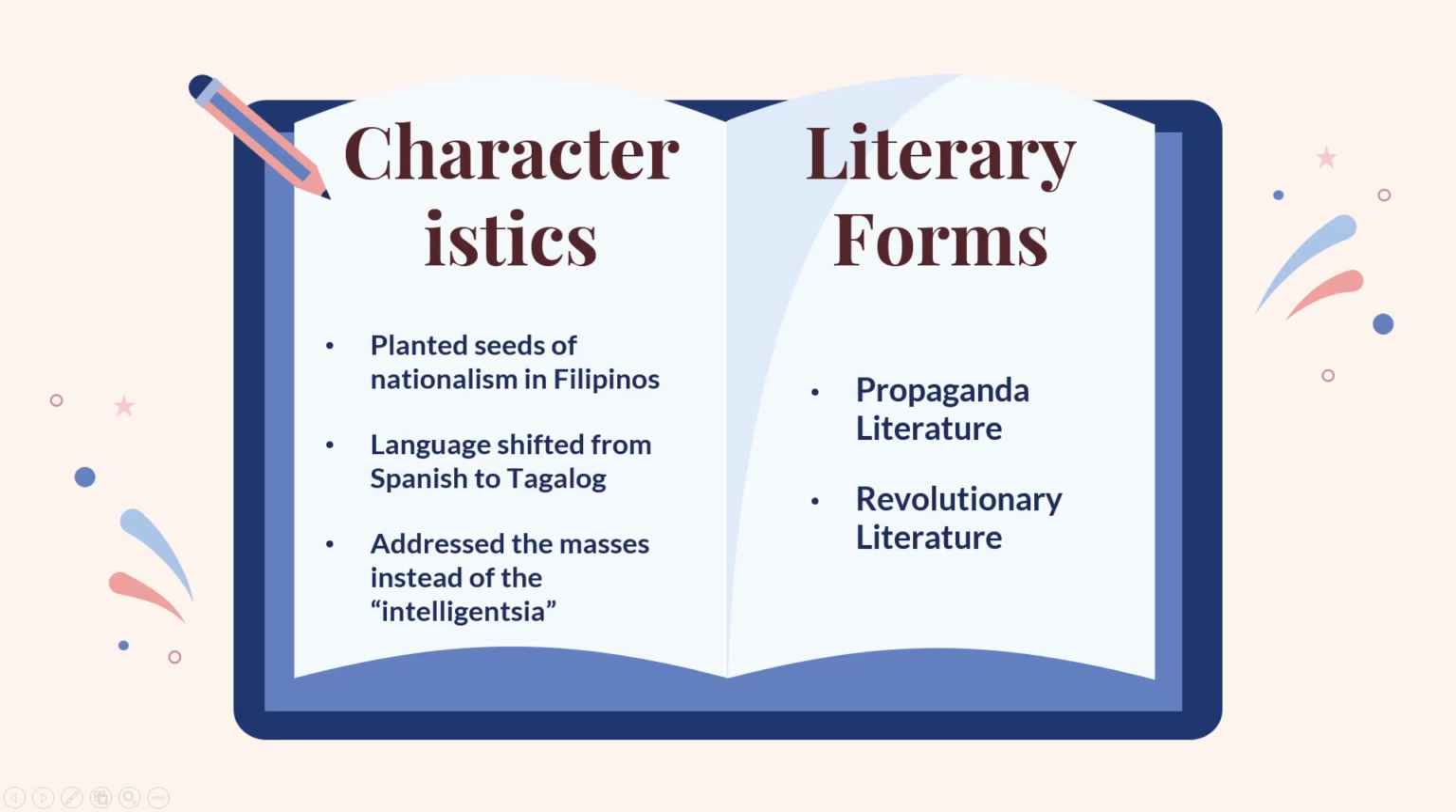The characteristics of literature in this period are, it planted seeds of nationalism in Filipinos. The language shifted from Spanish to Tagalog. And lastly, it addressed the masses instead of the intelligentsia. The literary forms under this period are the propaganda and the revolutionary.